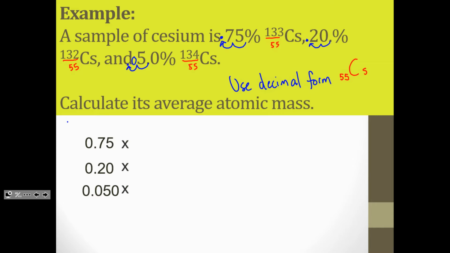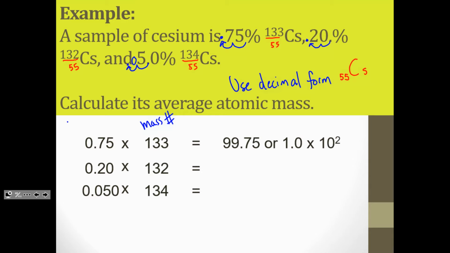And then what I'm going to do is multiply each one by its mass number. The first one is 133 for the mass number. These are the mass numbers: 132 and 134. And what I'm going to get are the relative weights of each isotope. I'm going to go ahead and calculate them for you here. And each one was rounded to 2 significant figures.